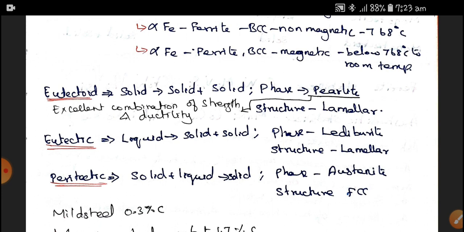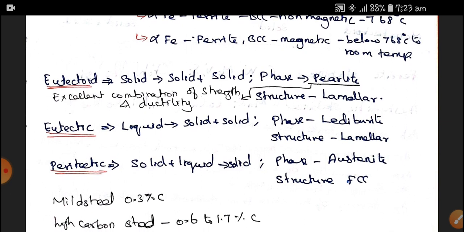And eutectic is where the input of liquid phase is converted into two solid phases. The phase is ledeburite and the structure is the lamellar structure. Here, peritectic: the input is in the liquidus state, that is solid plus liquid, which will be converted into a solid. The phase is the austenitic phase and the structure is FCC structure. Here I am going to give some of the glimpse.